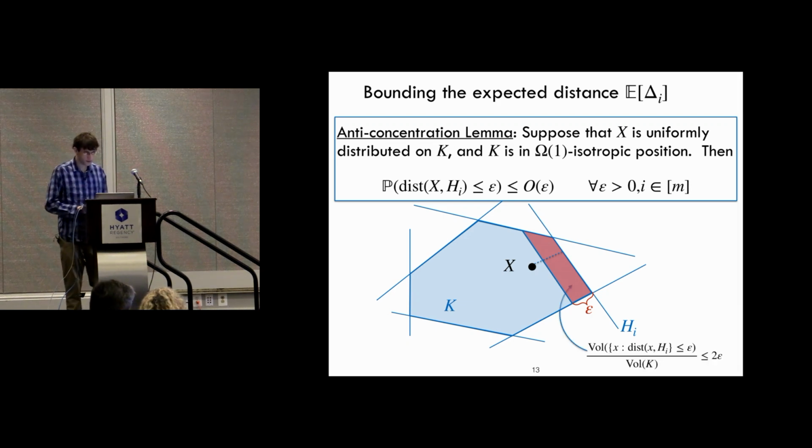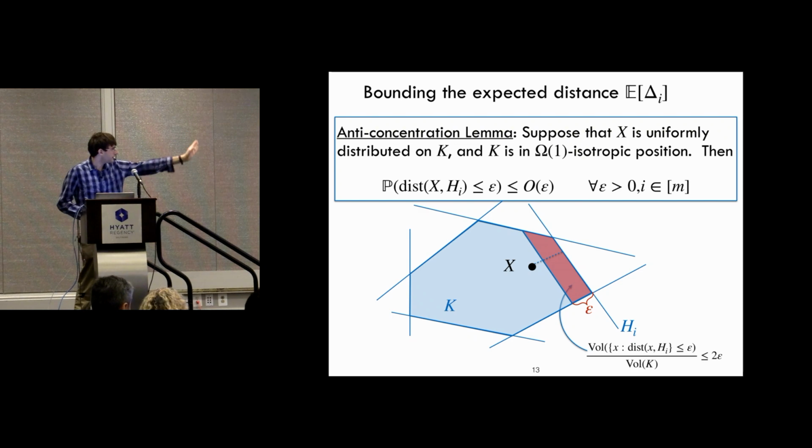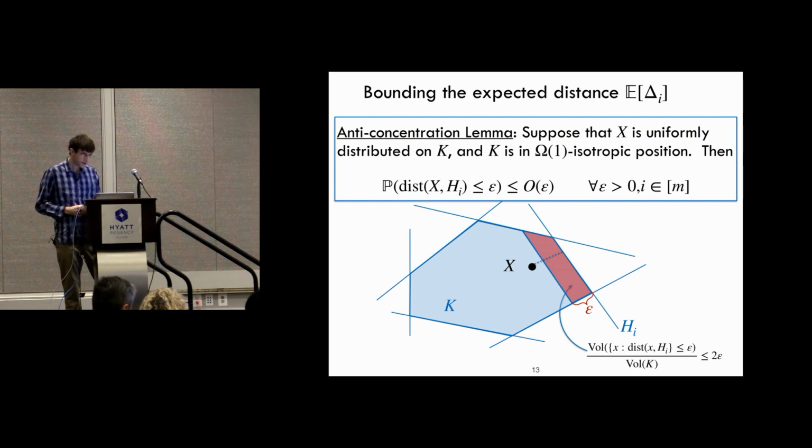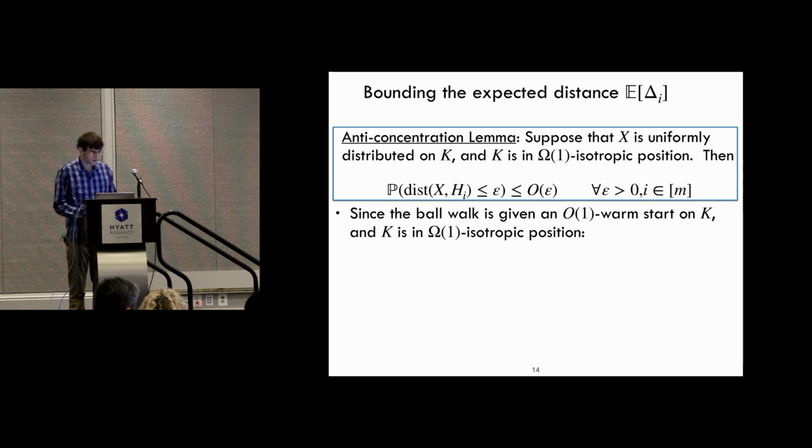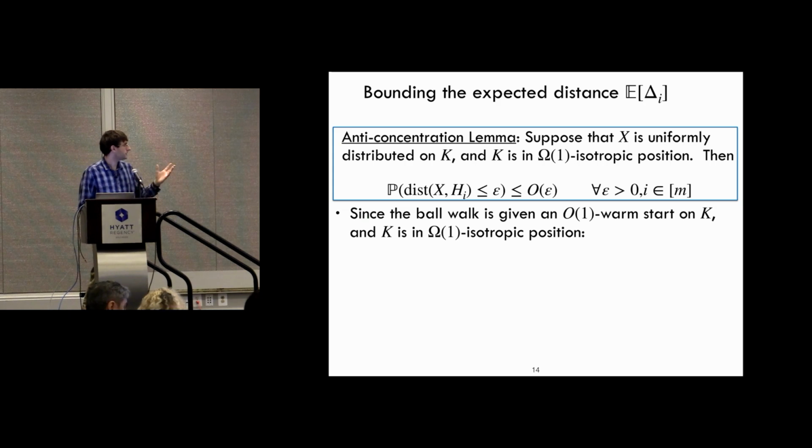In other words, if we look at this red region, consisting of all the points that are a distance at most epsilon from any given face h_i of the polytope, then the volume of this region is a fraction of at most epsilon of the total volume of the polytope. So this is an anti-concentration lemma.